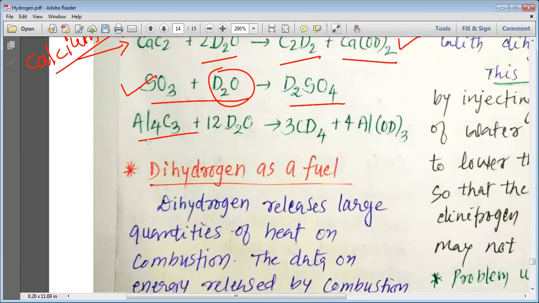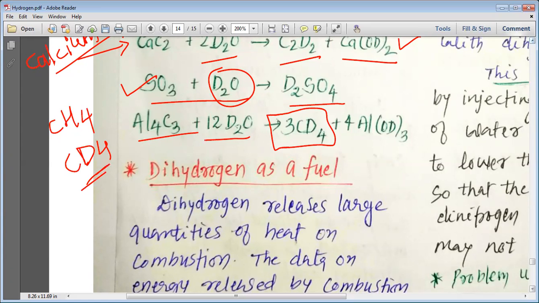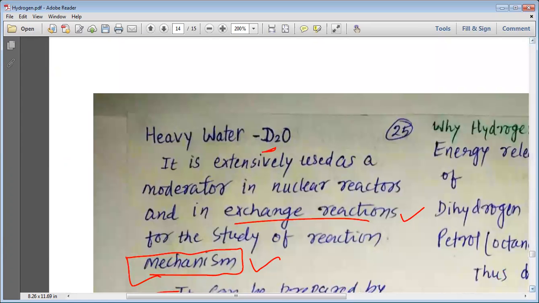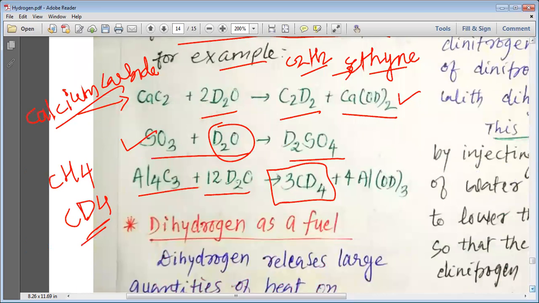In the same way, this is what is known as aluminum carbide, my dear students. And when each aluminum carbide reacts with 12 molecules of heavy water, it produces a structure very similar to methane. But here, instead of methane CH4, you produce CD4. Please remember, these are the three very important reactions, my dear students, generally asked in your final exam as complete the reaction. So I would suggest you learn these reactions very well.